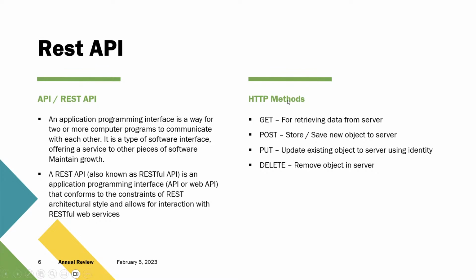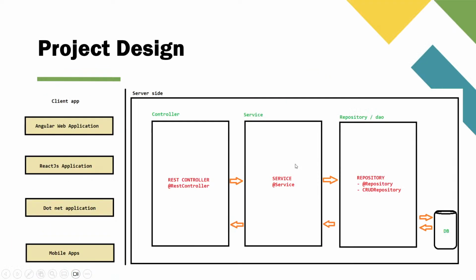When it comes to HTTP methods, we have four methods, as we know in J2EE development: get, post, put and delete. The get method we use for retrieving data, post for storing or saving data into the server or database, put for updating the record inside the database, and delete for deleting the record or data from the server. These are the main HTTP methods we are going to use.